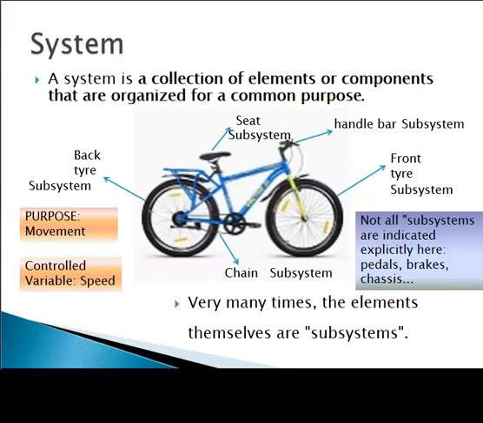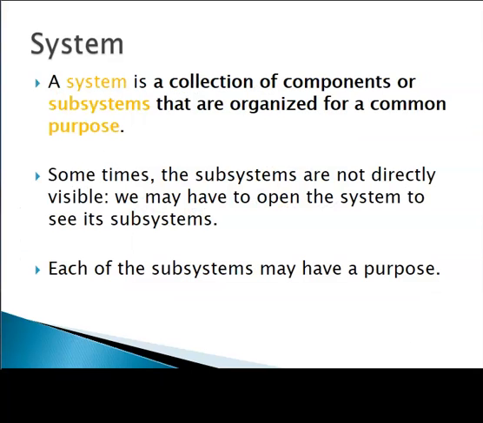In different situations, you may have different controlled variables. For example, in the case of a refrigerator, you may have temperature as the controlled variable. In the case of a locomotive, you may have acceleration as the controlled variable, and so on. With this new piece of information, we may refine the definition of a system as a collection of components or subsystems that are organized for a common purpose.